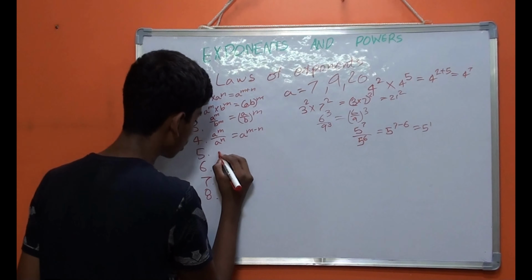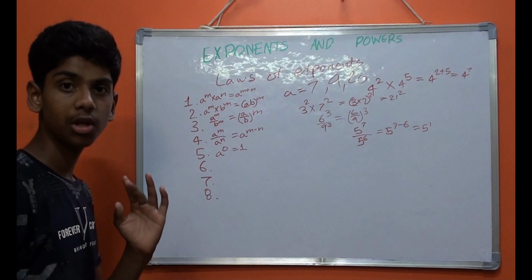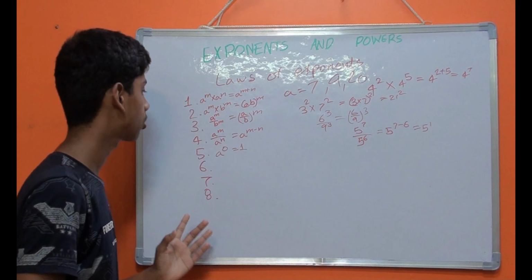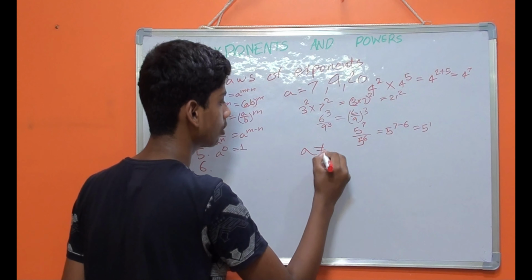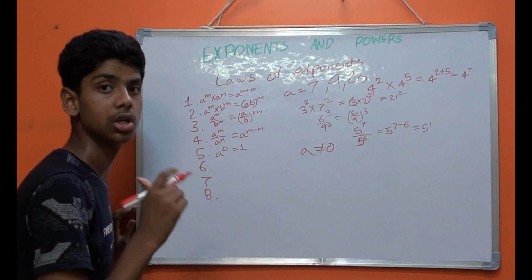The next one is a power 0 equals 1. Here a can be any non-zero number. a doesn't equal 0. Any number to the power of 0 equals 1.